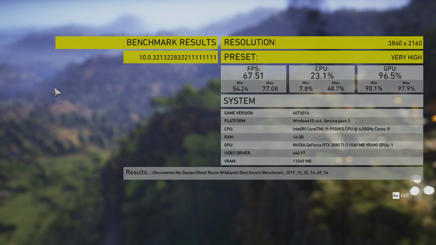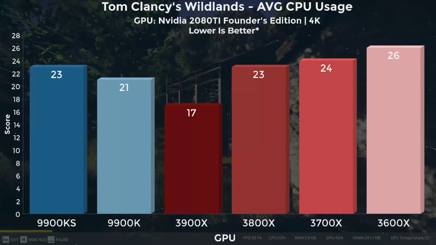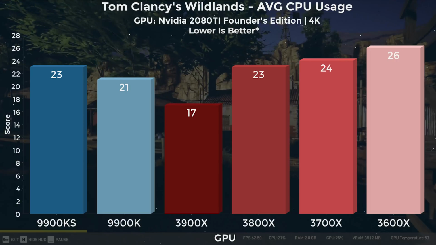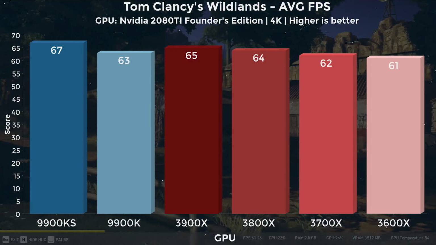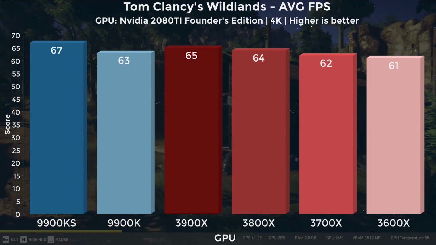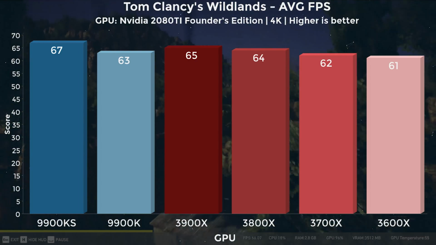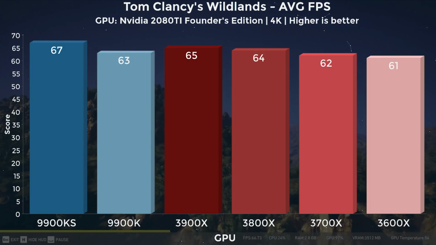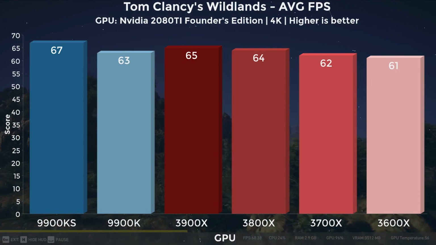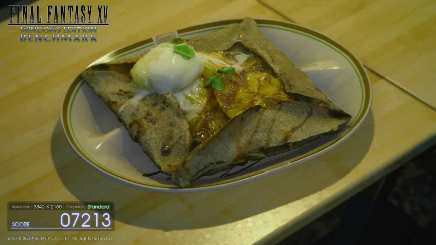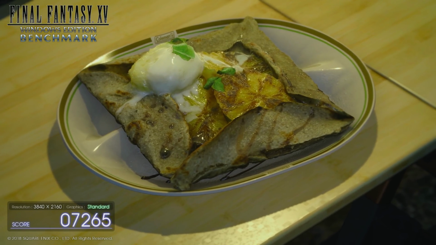As for specific games, well, the same story pretty much plays out across all the games. At resolutions like 4K, you're really depending more on the graphics card than the CPU, but in Tom Clancy's Wildlands with the 2080 Ti Founders Edition, we're seeing 67 FPS from the 9900KS, and about 65 FPS from the 3900X, and about 64 FPS from the 3800X. This is really close to margin of error. It's just different enough with the 9900KS that I can say the 9900KS seems to have some advantage here.